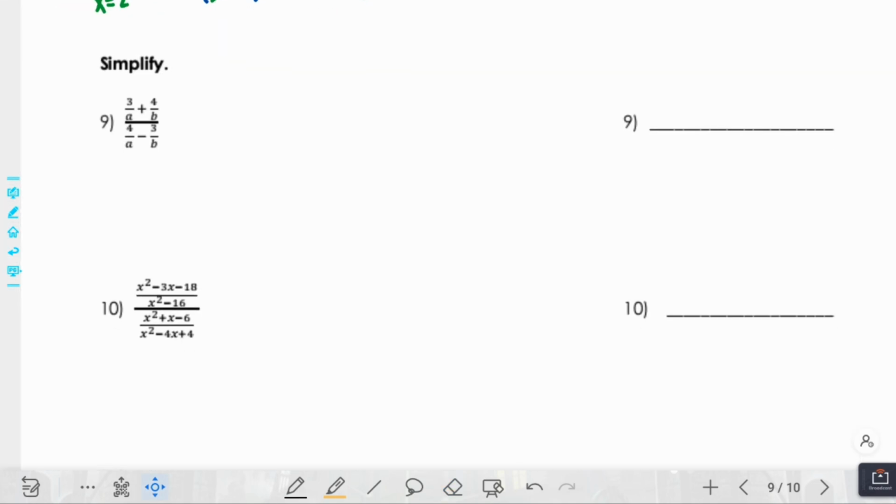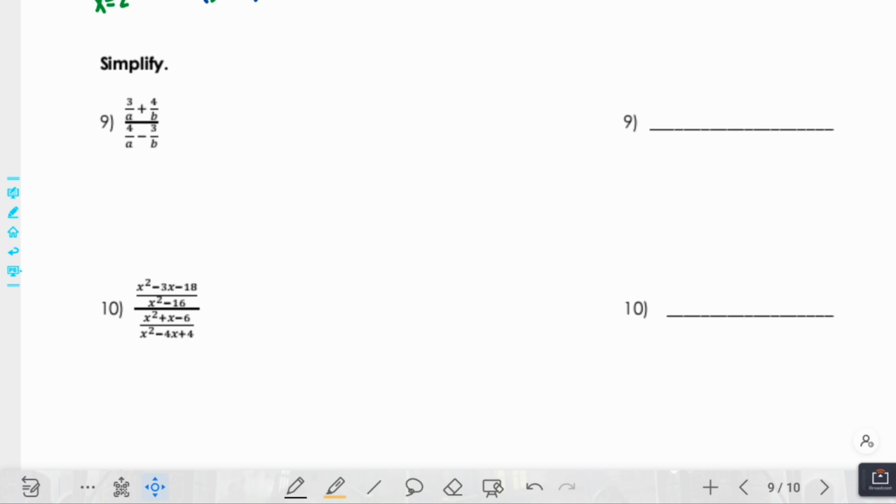On number 9, you're simplifying. So before we do, this is a fraction or a set of fractions divided by another pair of fractions. Before we try to do keep, change, flip, I need to get those into one fraction over one fraction. So I need to get common denominators for my two fractions in the numerator and for my two fractions in the denominator.